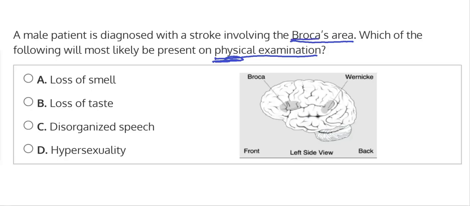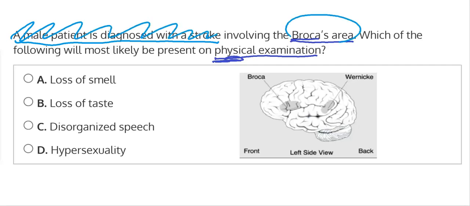area. So just as a test-taking strategy, if you see a question like this, the beginning part here, the male patient diagnosed with a stroke, could be helpful to know that we're dealing with some sort of damage to the Broca's area, but this part really isn't necessary for answering the question. We just want to know Broca's area, and there's some sort of damage to the Broca's area. What will we see physically?